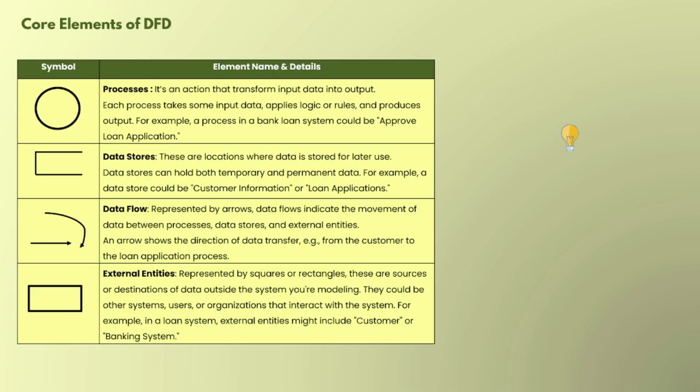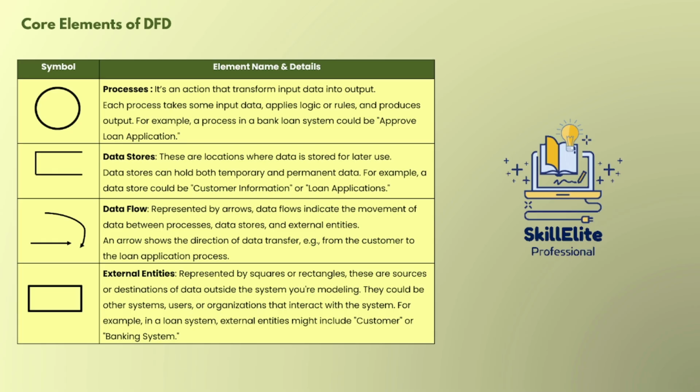Now let's check the core elements of a data flow diagram. In a data flow diagram, there are 4 core elements, meaning graphical symbols. First is the process. It's an action that transforms input data into output. Each process takes some input data, applies logic and rules, and produces some output. In short, it is nothing but a task which we are performing.